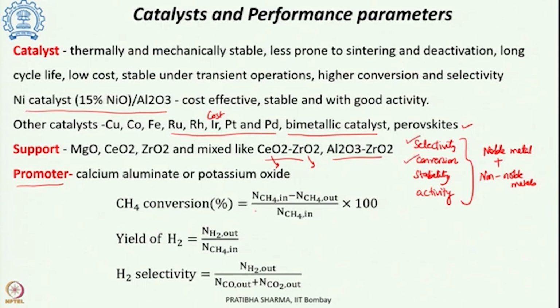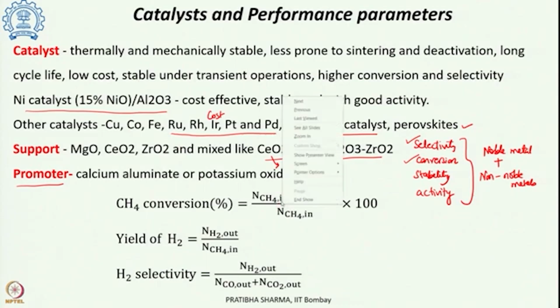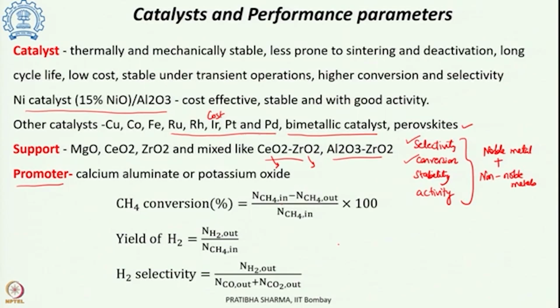And the parameters that we have mentioned here, like selectivity and conversion, can be defined as the number of moles. For example, for methane conversion, it is the number of moles of methane in the reactant side, minus the amount of methane which was unreacted, relative to the amount of methane in the feedstock. In the same way we can define the yield, the amount of hydrogen we have got as against the amount of reactant feedstock, and selectivity of the desired product as against the other undesired products.